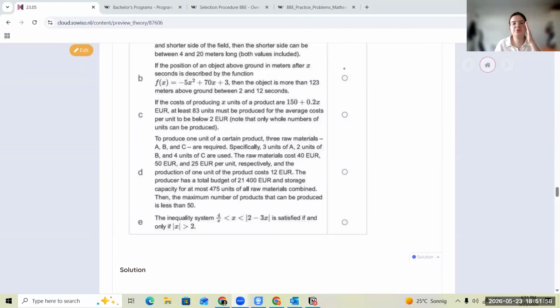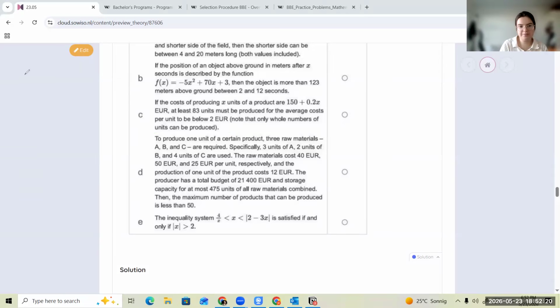Then here, if the cost of producing X units of product is 150 plus 0.2X, at least 83 units must be produced for the average cost to be below 2 euros. And of course, you can only produce whole units. You can't produce like 0.5 of something. Or 0.5 of a t-shirt would not look very nice.